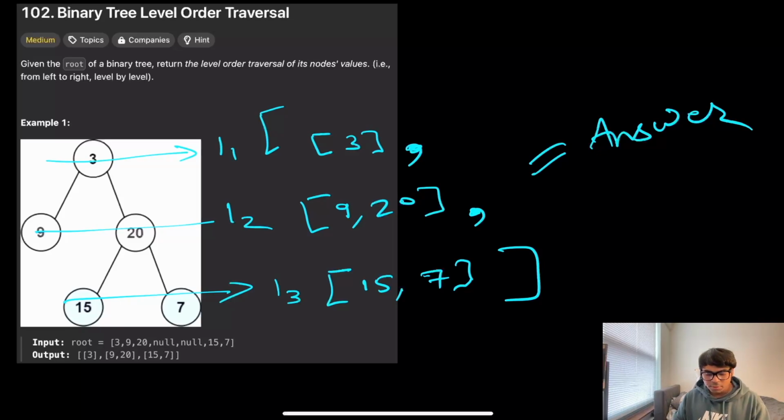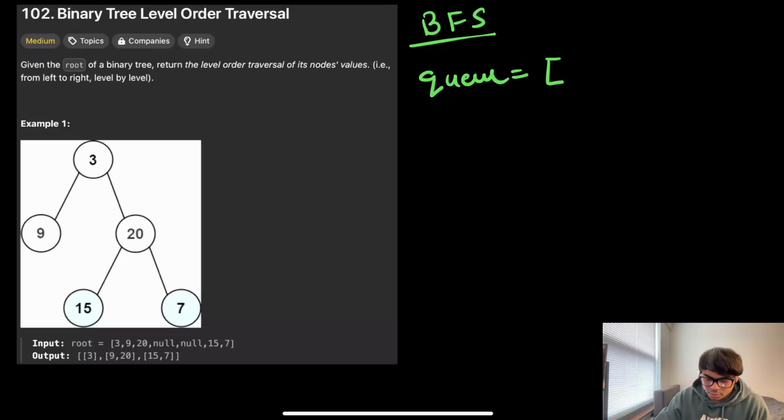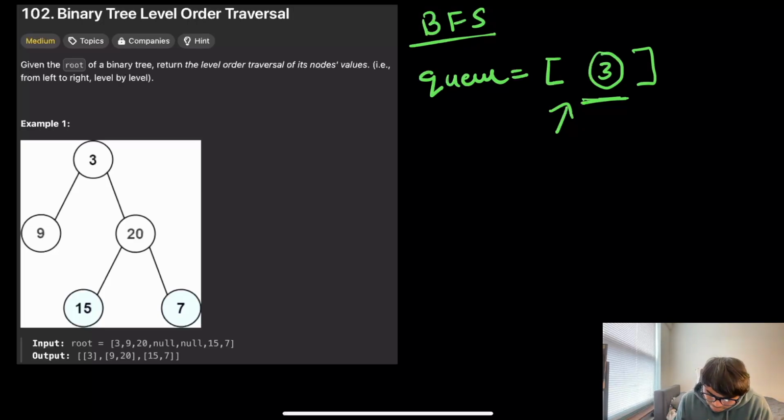How are we going to solve this problem? Using an algorithm called breadth first search. So in BFS, we use a queue data structure, and initially the queue will contain the root node. In this case, my queue first contains 3, and then I keep checking in a while loop if my queue is non-empty. If it is non-empty, then I pop out the first value from my queue and process that.